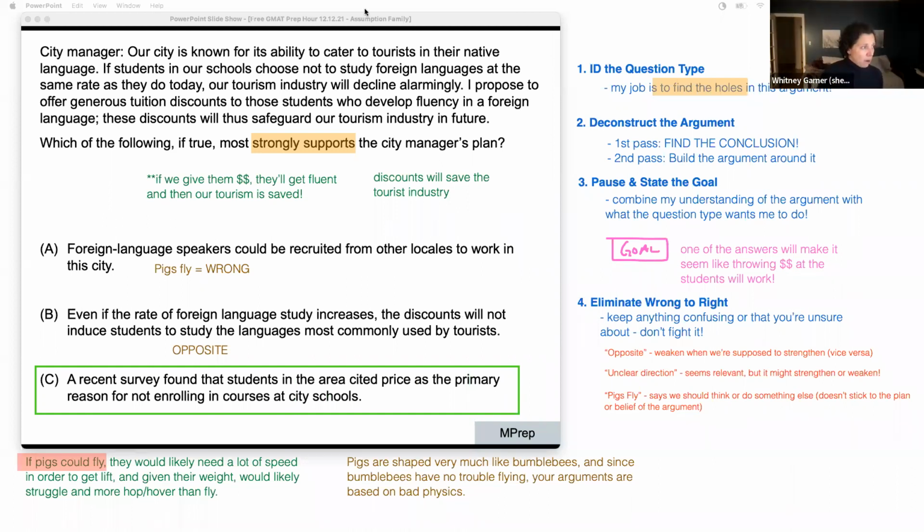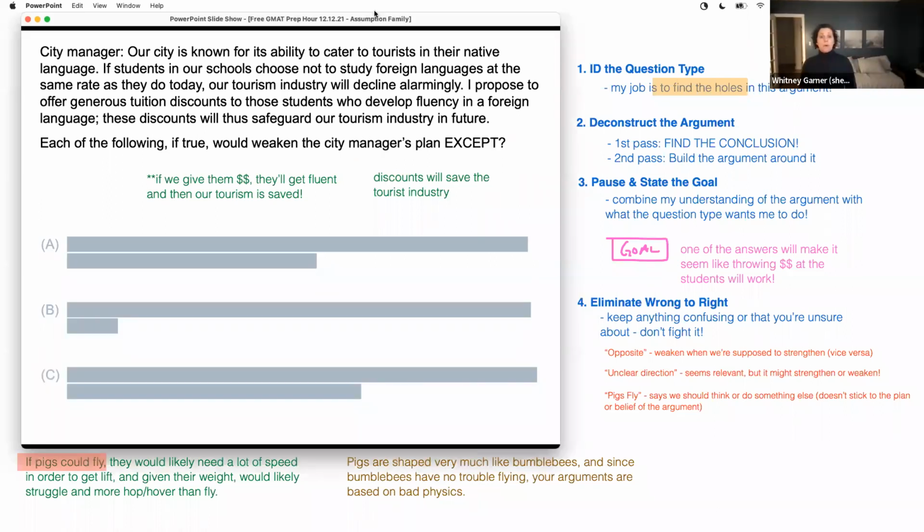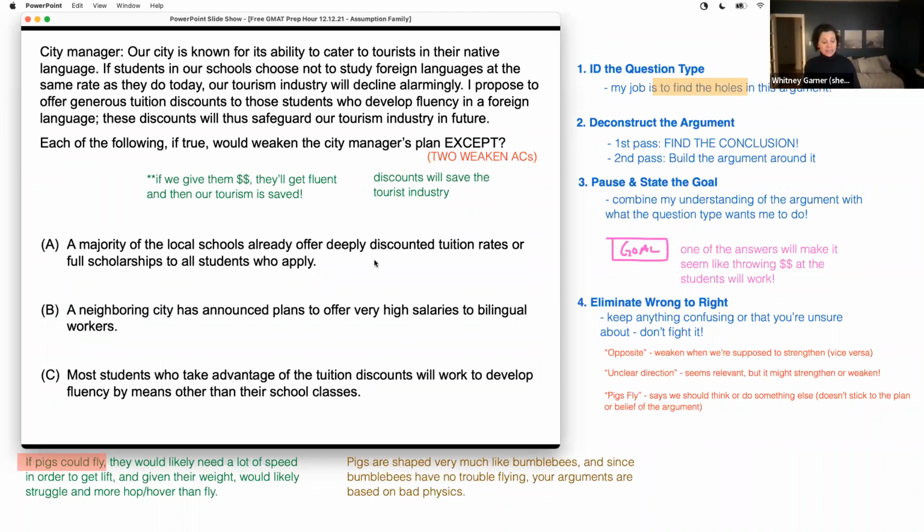Right, let's take the same argument, exact same argument, but instead of a support, let's see what happens when we weaken. Now, in this case, we're going to weaken except. So what that means is that, with 3 answer choices, there will be 2 weaken answer choices. My job is to find the 2 weaken answer choices and eliminate them and pick which one's left. So let's take 45 seconds or so and send me what you think doesn't weaken.